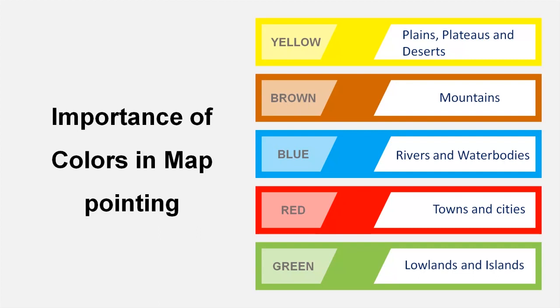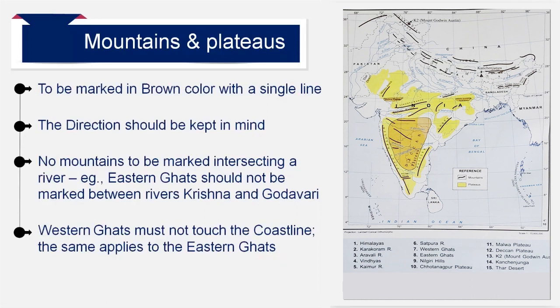Towns must be marked with a red dot. The capital city must be marked in a red square. Population must be marked in yellow with a small area dotted with brown as shown in the map. Lowlands and islands must be marked in green. Mountains must be marked in brown with a single line.